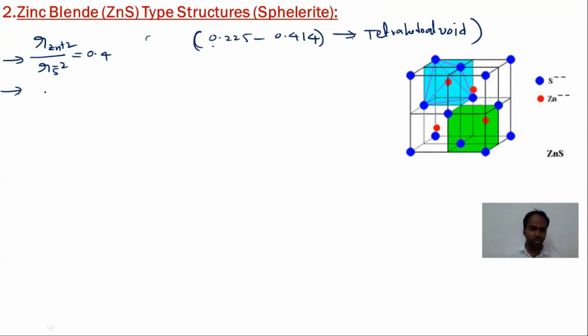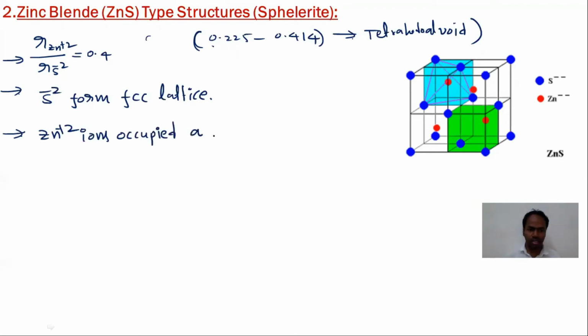First, we will see S-2. What about the position of S-2? S-2 forms an FCC lattice. FCC lattice means how many S-2 ions per unit cell? 4 S-2 ions. Next, Zn+2 ions occupy alternate tetrahedral voids. S-2 forms FCC, so the number of S-2 is 4. So the number of lattice points here is 4 S-2.